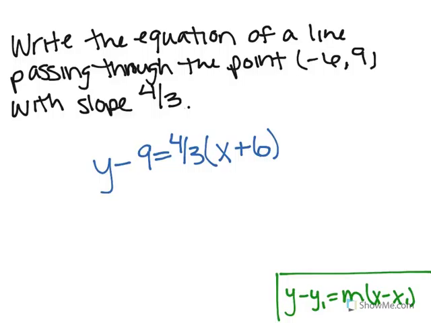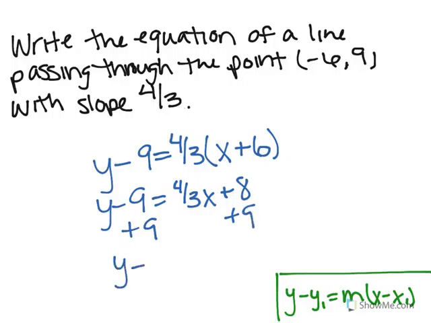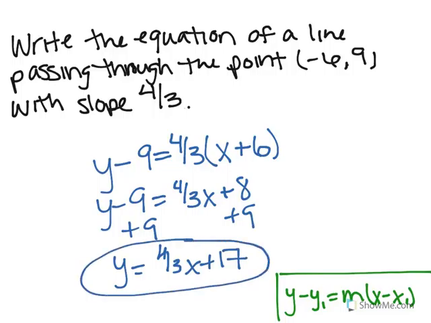And now we go ahead and distribute this, and we're going to end up solving for y. So y minus 9 equals 4/3 x plus 8, and then adding 9 to both sides, y equals 4/3 x plus 17. As you can see, this one turned out just the same as the other one did, so it's really all a matter of which you prefer.